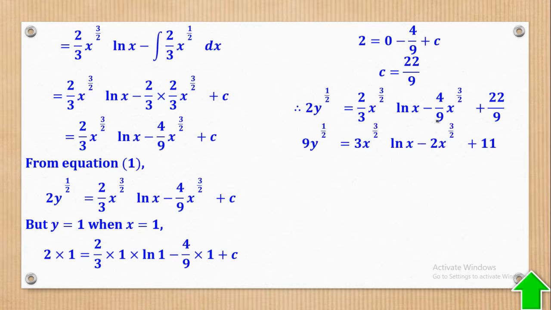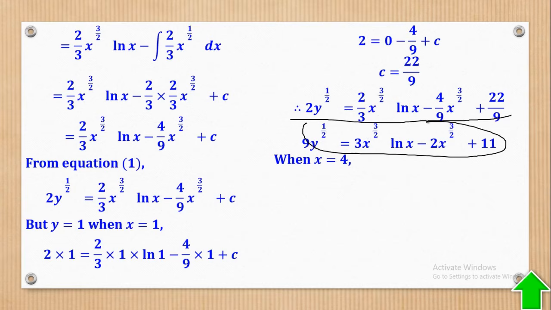So when I multiply through by the LCM, which is 9, I'll come up with that. Now it is okay to stop at this point, or you can proceed further to get this point. You'll still get all the marks.